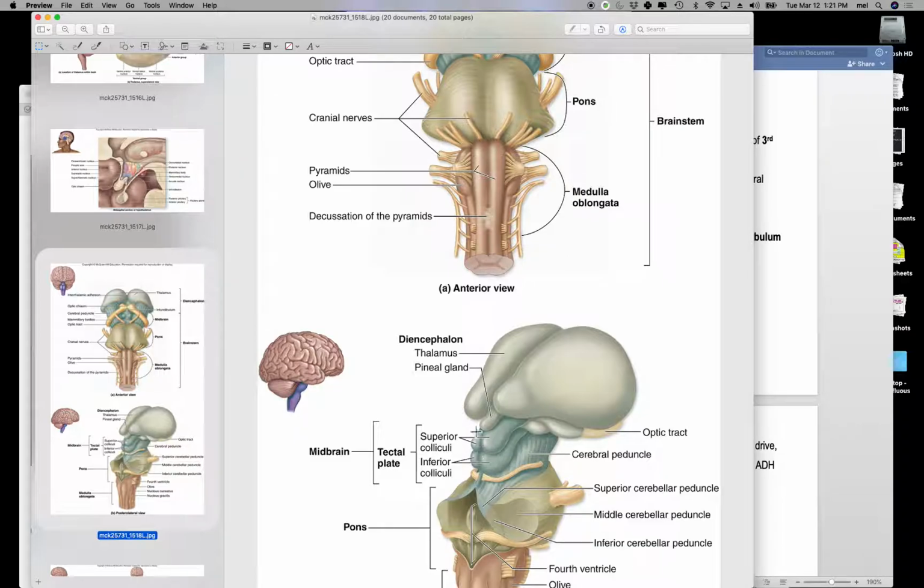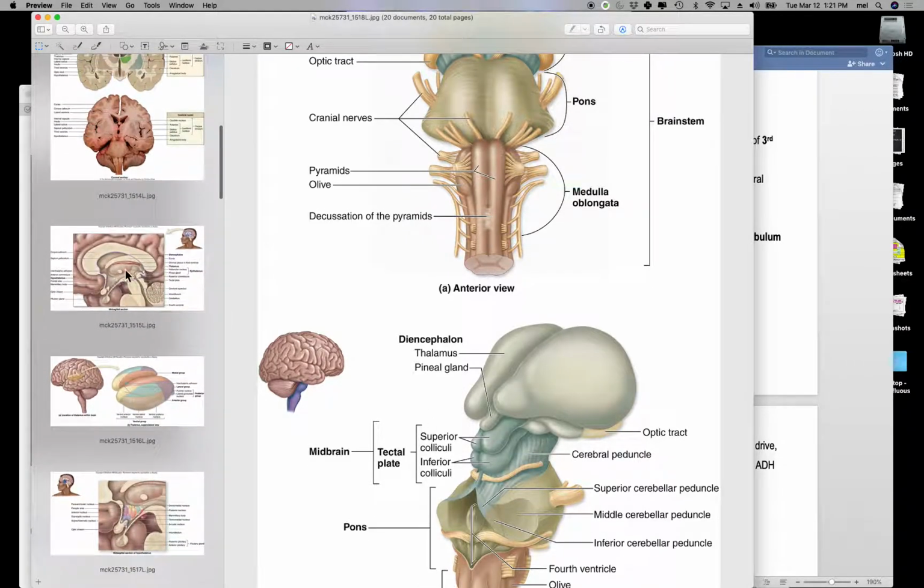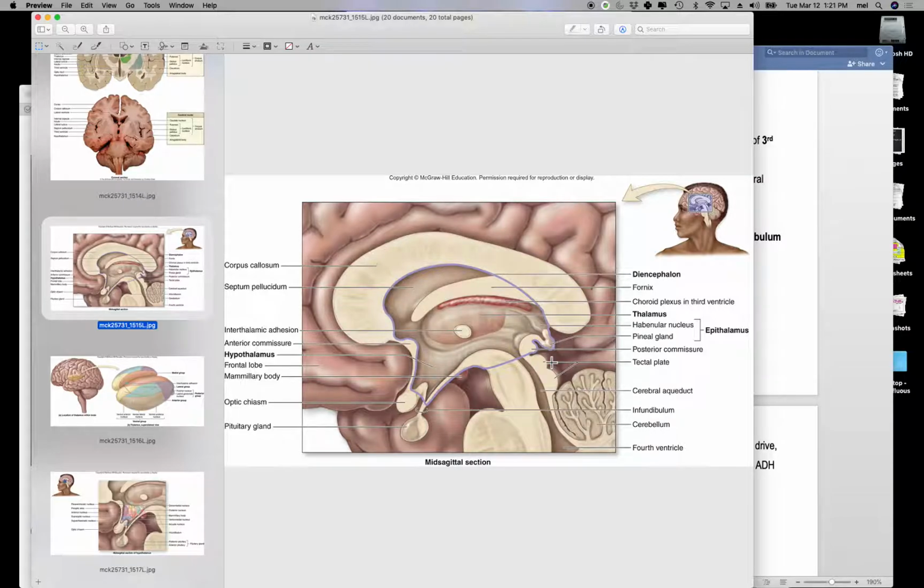Okay, so collectively, a better name for them is the corpora quadrigemina, and that's a lot of syllables, but if you break it down, it's okay. Corpora means body, quadra means four, gemina means twins. So the four twin body, right? So collectively, those are called the corpora quadrigemina. Let me just show you why it's not actually the tectal plate. So if you look at it from here, this is where one half of the top and one half of the bottom are, right? So that's the right portion of the superior and inferior colliculi.